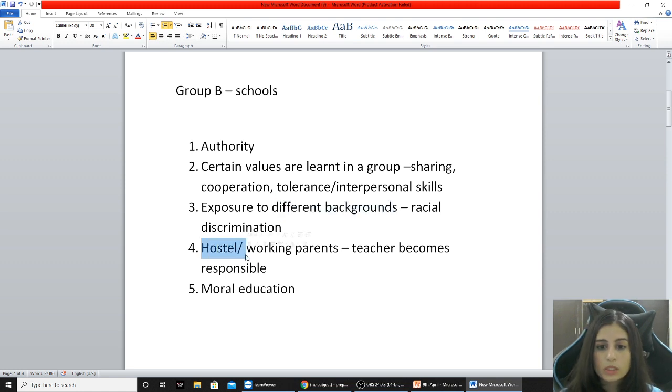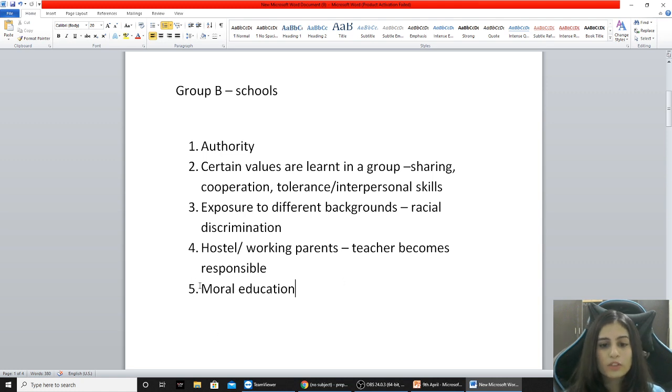Next up is hostel or working parents. So now this is the condition, if the parents are working or if the child is in a boarding school, in that case teachers become more responsible because the child is not with the parents and is with the school administration or is in the boarding school. So the responsibility lies in the hands of the school administration.